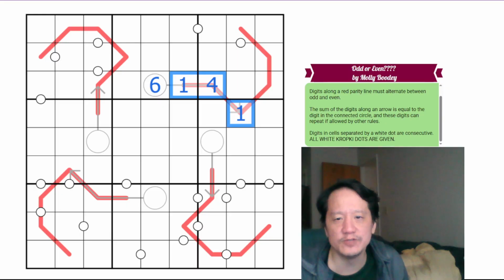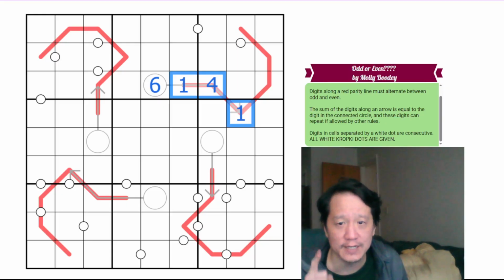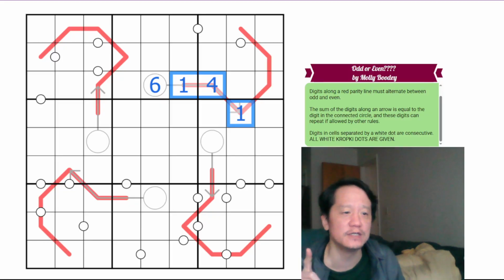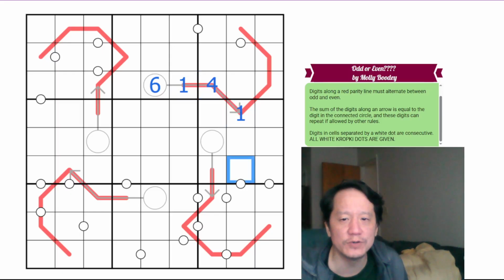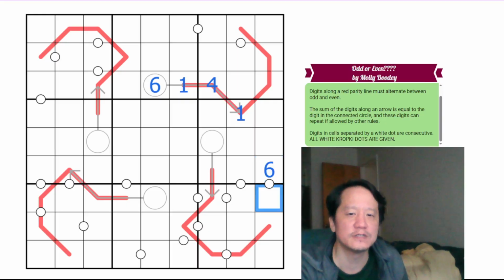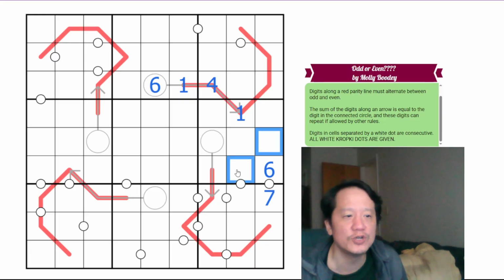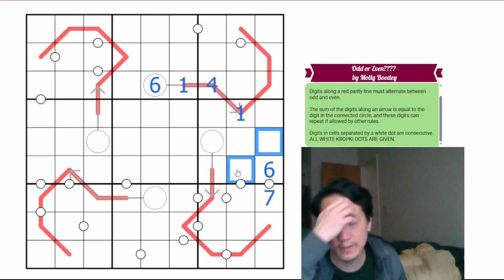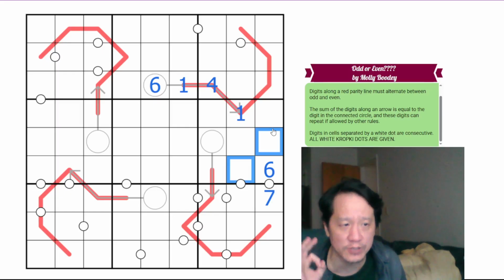And finally, digits in cells separated by a white dot are consecutive, and all white kropki dots are given. So this is a negative constraint. For example, if you know that this is a 6, this would have to be 5 or 7, and you would know these cells could not contain 5 or 7 because there's no white dot given between this cell and these 2 cells. And we are told all white kropki dots are given.